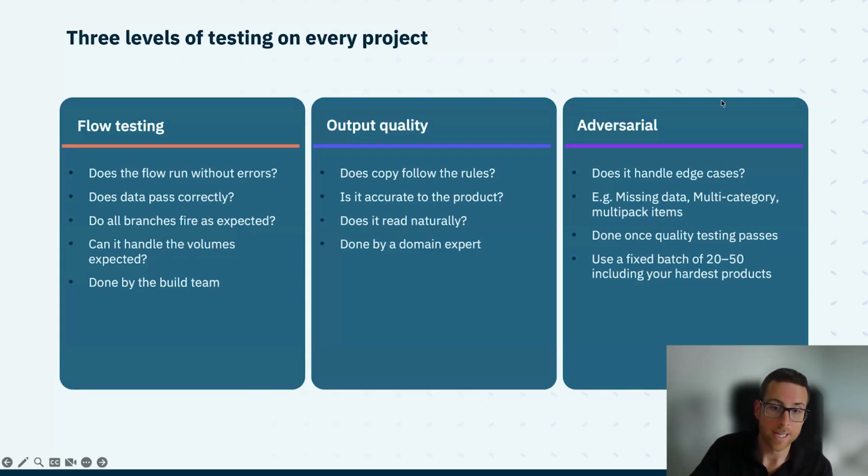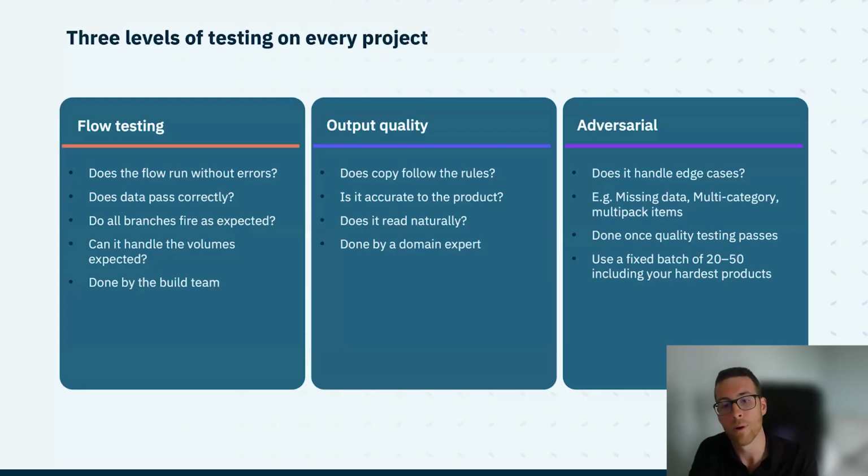And then the third type of testing is the adversarial type testing. That is where you've got products which might be missing data when it's sent through from PIM. There might be products that sit across multiple categories, or products for a specific brand where you have to write in a very specific way. So that's the last stage of the testing after output quality, trying to get the outputs right for those very specific, difficult to write for products.